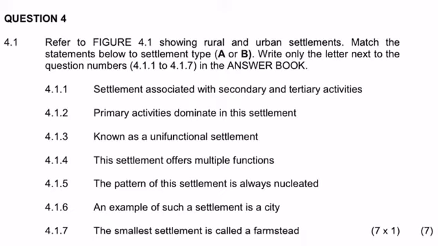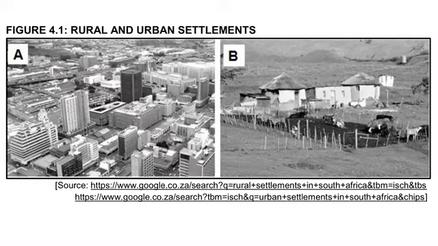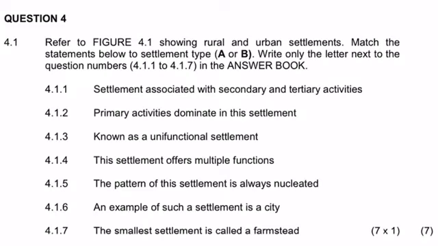So now I think we can move on with the business of the day. Obviously, guys, this settlement which offers multiple functions should be A. So that means the answer to that question should be A. Okay, so ladies and gentlemen, let's now move to question 4.1.5. The question says the pattern of this settlement is always nucleated. Very, very much important, guys. The pattern of this settlement is always nucleated.